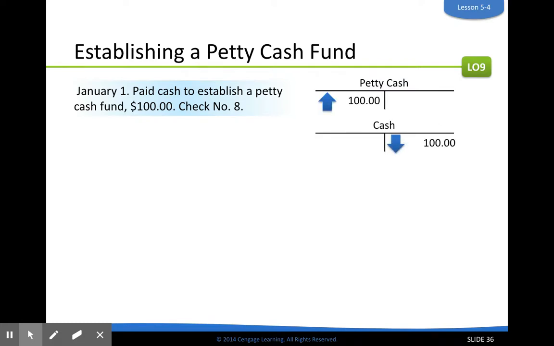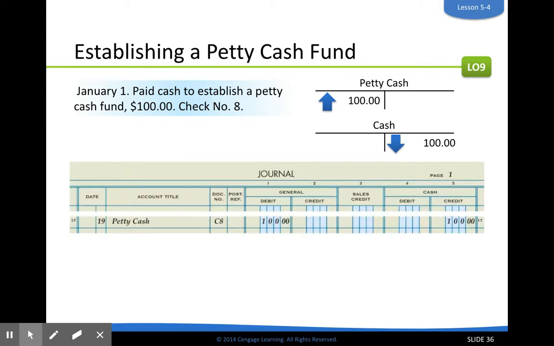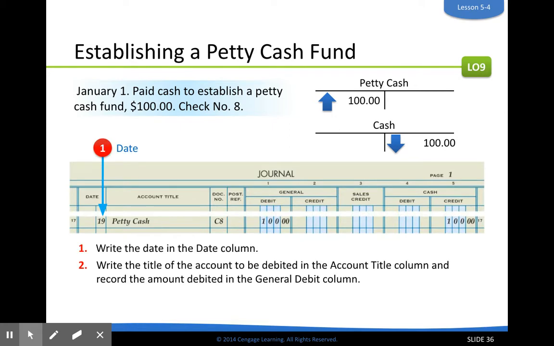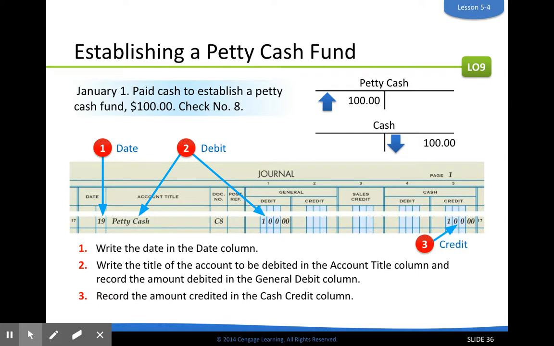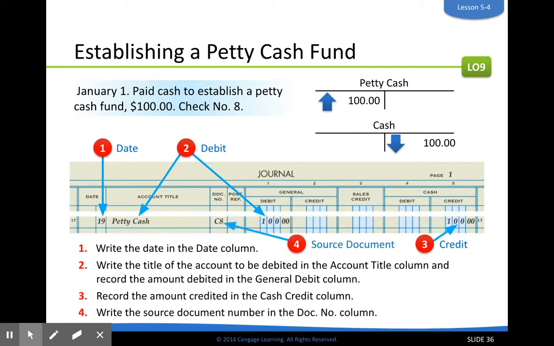It'll increase the petty cash account by 100, and it'll decrease cash since we wrote a check. So that transaction will look like this: writing the date, the title, which is petty cash. We're going to debit that because it's an asset that increases with a debit. Credit cash, because we lower the value of cash by $100. And then finally, our source document is a check.